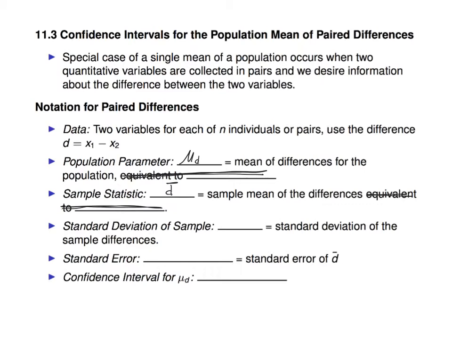The standard deviation of your sample, just to emphasize it's come from differences, is going to be S sub D. The standard error is S sub D over root n. And then the confidence interval, instead of x bar, it's d bar: d bar plus or minus some t star multiplier you find times the standard error of d bar.